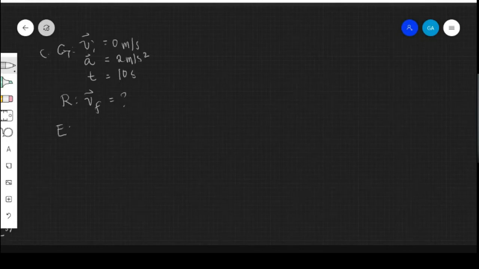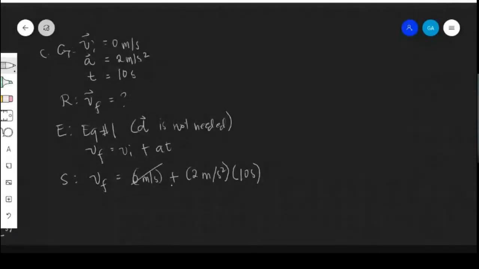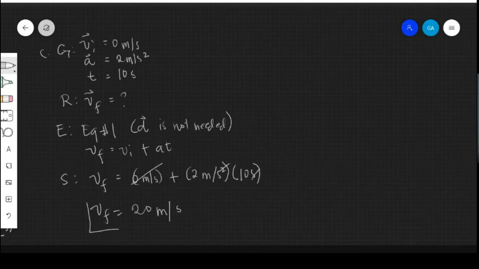So for the equation, we will use equation number 1 kasi displacement is not needed, right? So that will be VF is equal to VI plus AT. Okay, then we substitute. So VF is equal to 0 meters per second plus A, 2 meters per square second times time, which is 10 seconds. Cancel this. 2 times 10 is 20. Cancel square and the other s. This will be 20 meters per second. This is your final velocity.